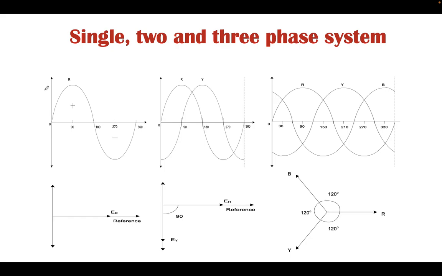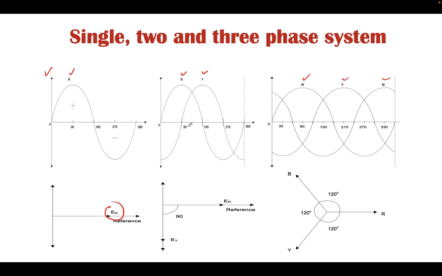Now, considering single phase, we have a single waveform for the circuit, either a current waveform or a voltage waveform. Whereas in two phase, we have two different waveforms for R phase and Y phase. Here we consider only the R phase. In a three-phase supply, we have three different phases R, Y and B. This is the representation of a single-phase quantity with respect to the reference. Since there is only one quantity, there is no meaning of phase difference.